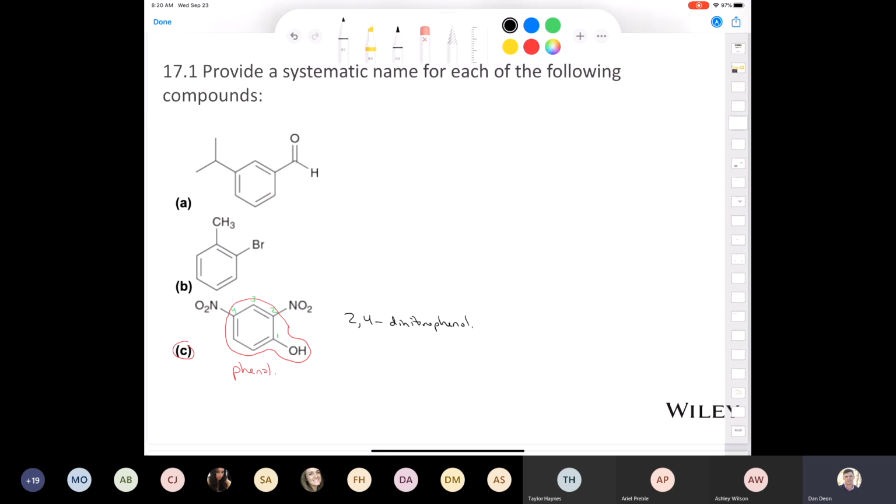Okay. I bet you guys could name the other ones without even analyzing them. The first one would be 1, 2, 3. So the first one would be 3-isopropylbenzaldehyde. And the next one you have 1, 2. So this would be 2-bromotoluene or ortho-bromotoluene. Either one is acceptable. For the first one, it could be meta-isopropylbenzaldehyde. Okay, give me a thumbs up if you follow me on the nomenclature of benzene derivatives.